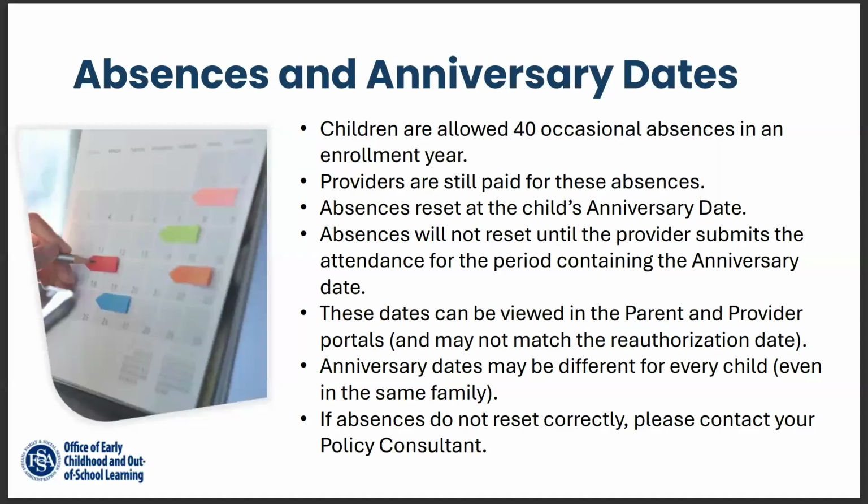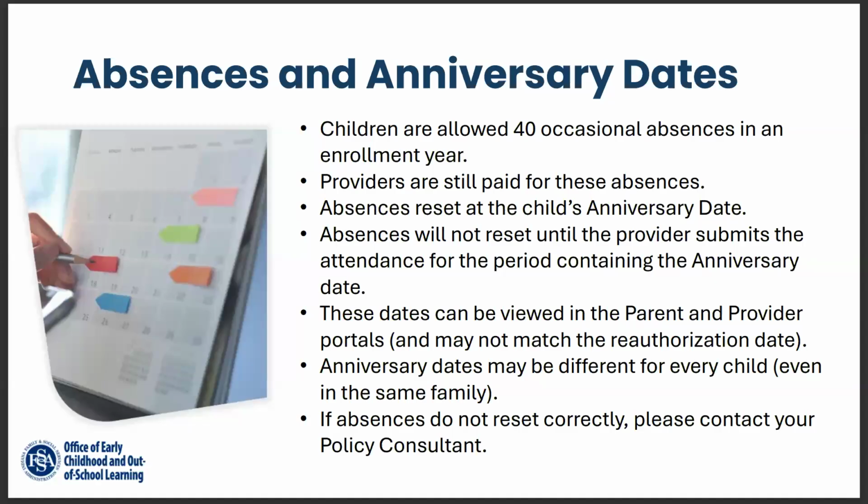So as I mentioned, children are allowed 40 occasional absences in an enrollment year. The enrollment year starts on their anniversary date and then ends on their anniversary date. So those can be found on the My Vouchers page in your portal. Parents and providers will receive notices after a child has missed 10 days, then again at 20, 30, and 35 days. And then, of course, you would get a notice if their case is terminated for 40 absences.